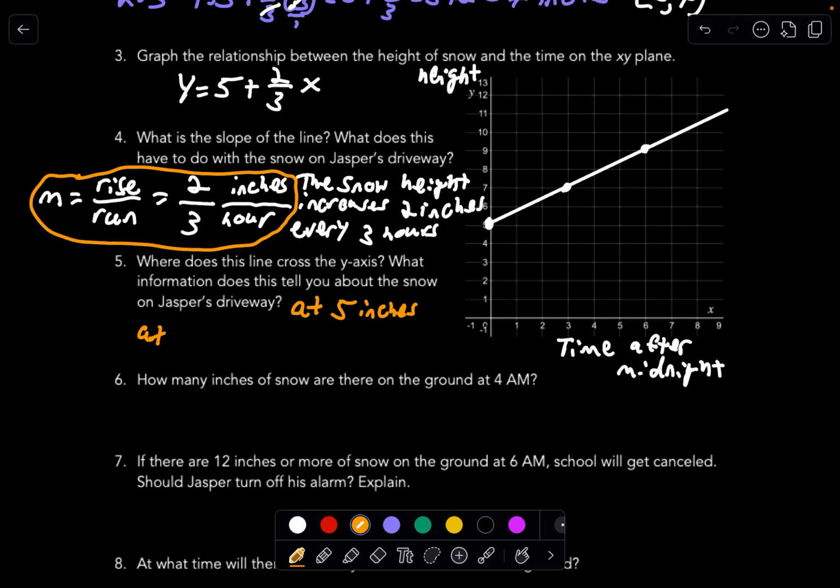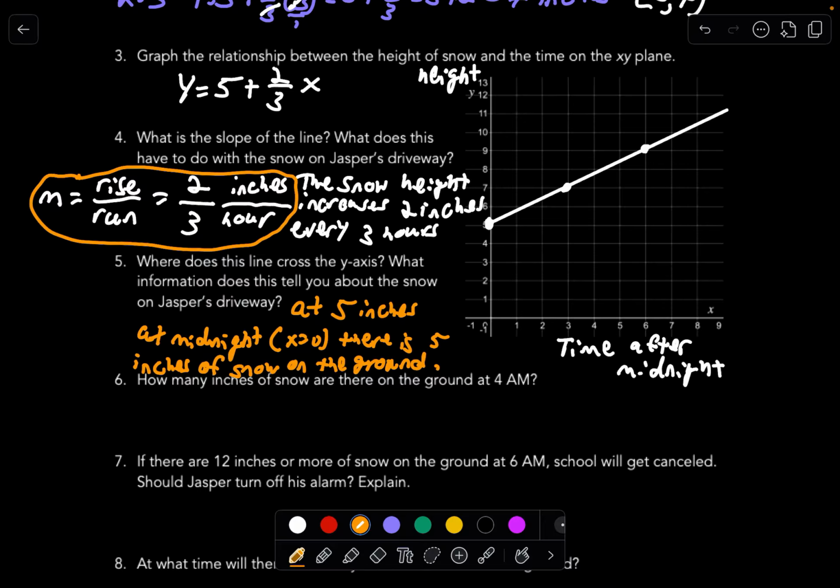And what does this tell you about the snow on Jasper's driveway? At midnight, because that's when x equals 0, there is 5 inches of snow on the ground.